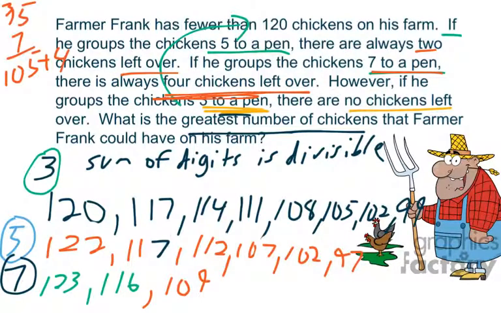But I know it has to be fewer than 120, so now I'm going to descend here and subtract 7 each time. So 102, and I can stop there. Why can I stop there? Because I just saw a match. So 117 didn't work for everything. It was a 116 there, but 102 is a match for everything. So that's our greatest amount.